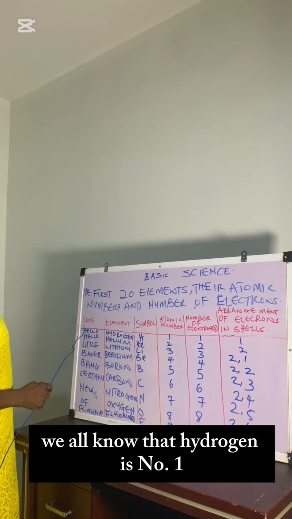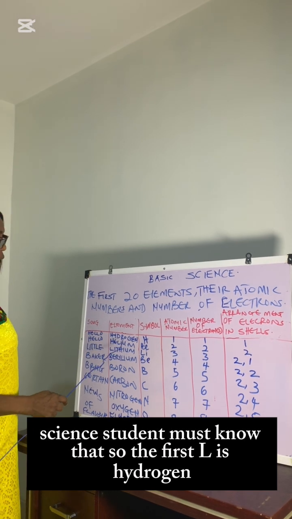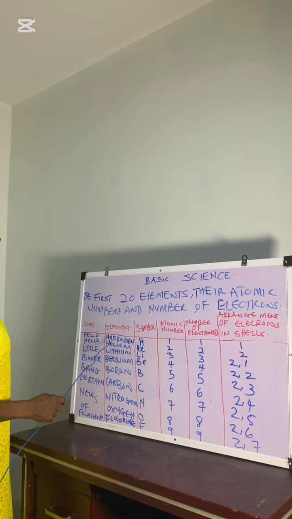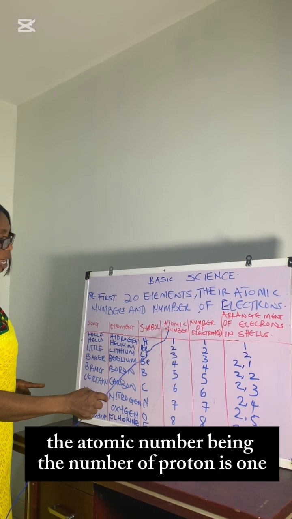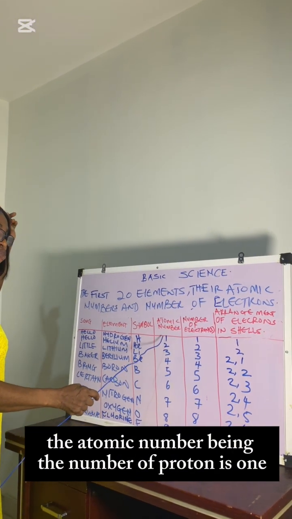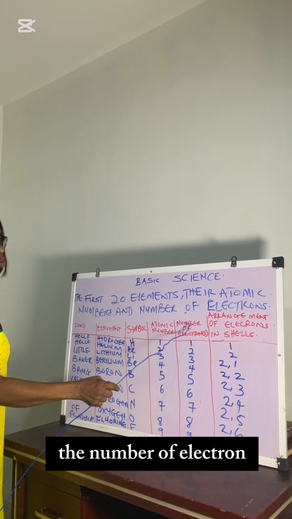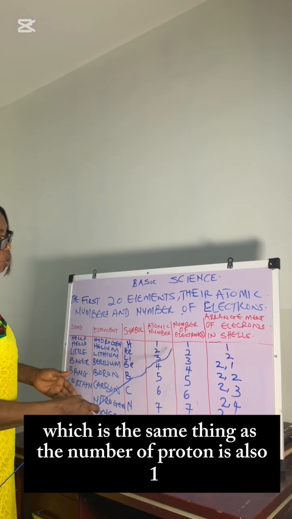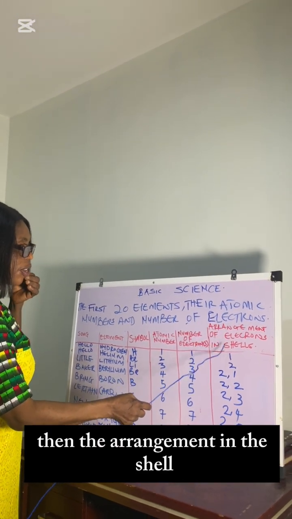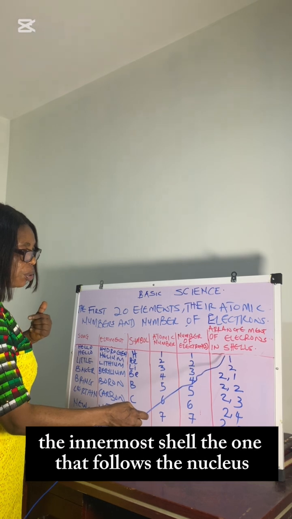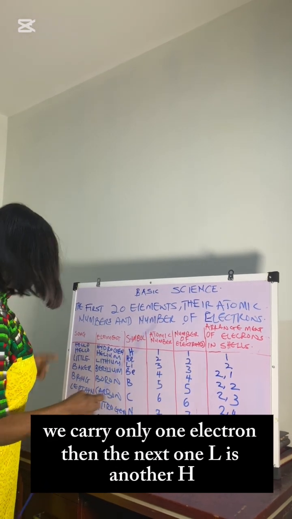The first "Lo": we all know that hydrogen is number 1. Every chemistry science student must know that. So the first "Lo" is hydrogen. The symbol is H. And since it's number 1, the atomic number, being the number of protons, is 1. The number of electrons, which is the same thing as the number of protons, is also 1. Then the arrangement in the shell: the innermost shell, the one that follows the nucleus, will carry only 1 electron.